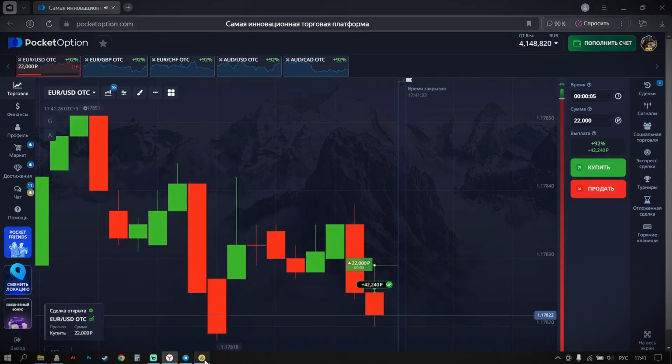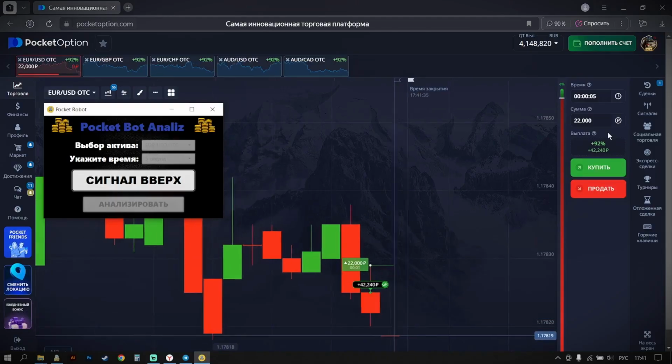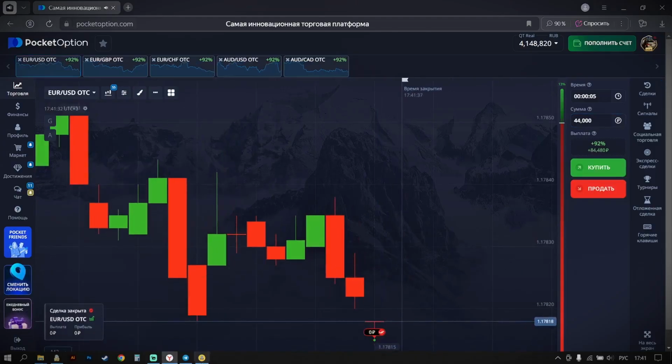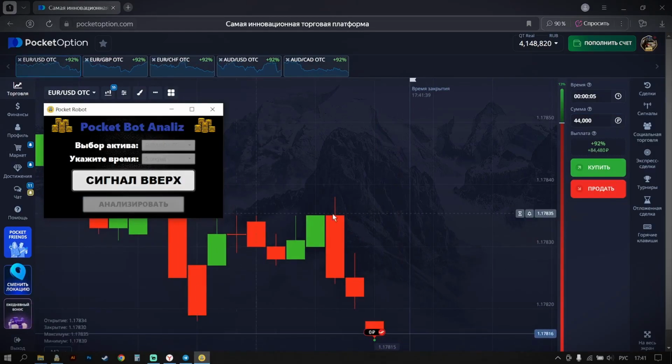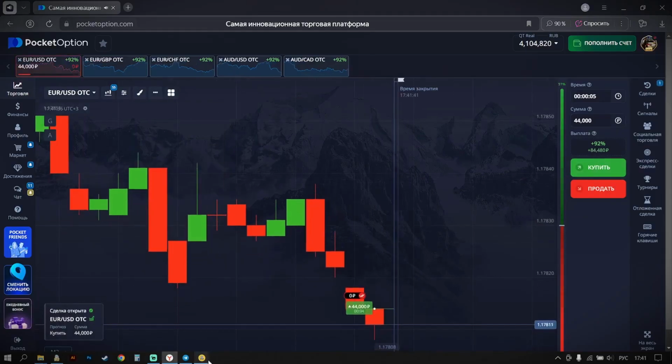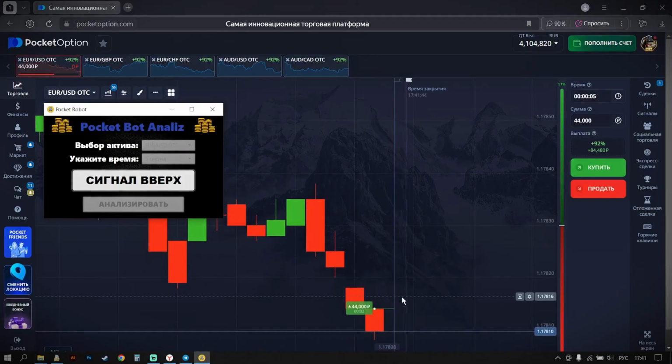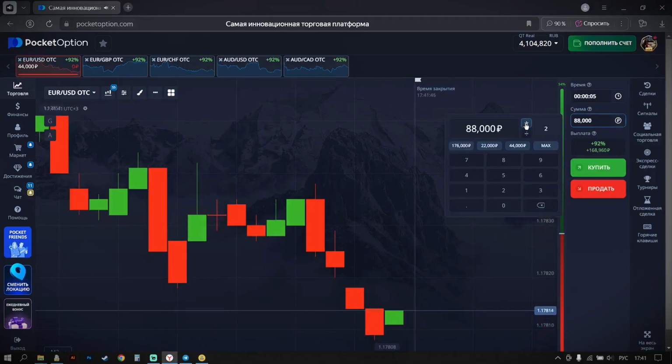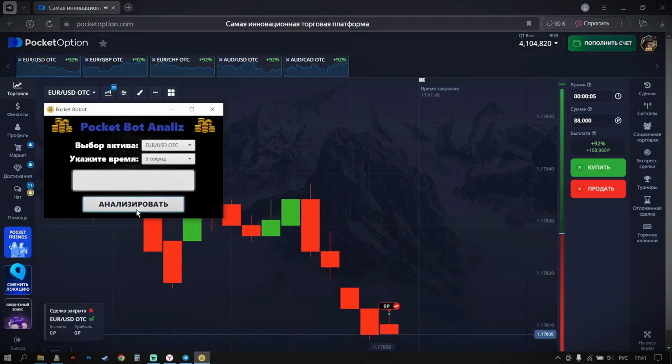The next trade for an increase for 22,000 rubles will most likely close in the minus. Therefore, we will offset this losing trade through coverage. Analyze signal for an increase. I am opening a trade for an increase for 44,000 rubles. Sometimes, of course, you have to make several overlaps.